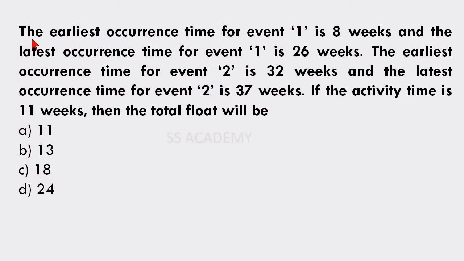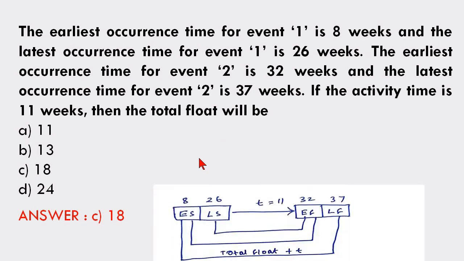Next question: the earliest occurrence time for event 1 is 8 weeks and the latest occurrence time for event 1 is 26 weeks. The earliest occurrence time for event 2 is 32 weeks and the latest occurrence time for event 2 is 37 weeks. If the activity time is 11 weeks, then the total float will be 11, 13, 18, 24. The answer is 18. The solution is given here.